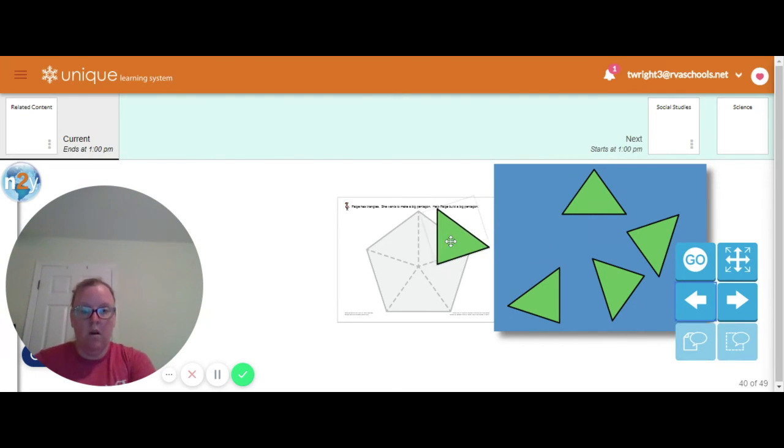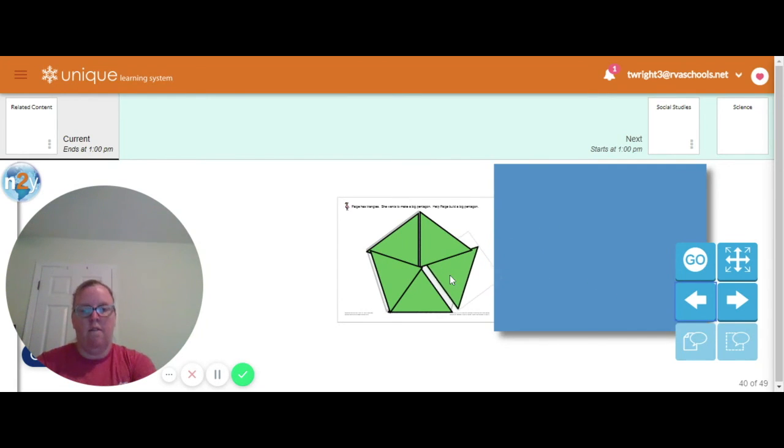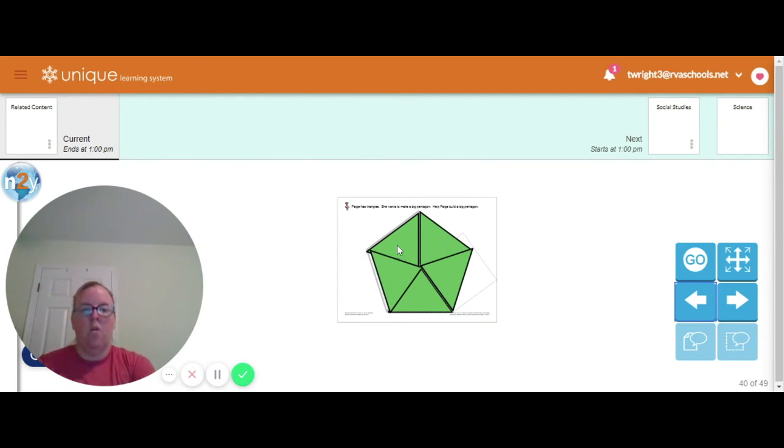Here we go. 1, 2, 3, 4, 5. 1, 2, 3, 4, 5. 5 triangles fit into a pentagon. That's pretty cool.